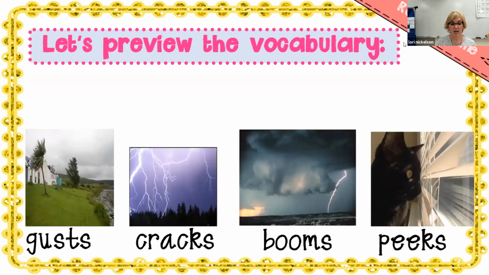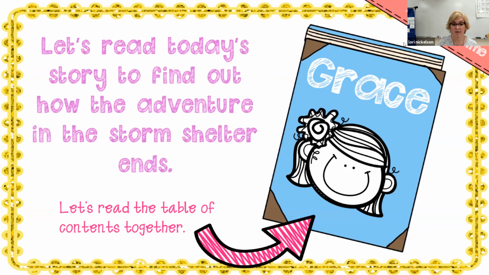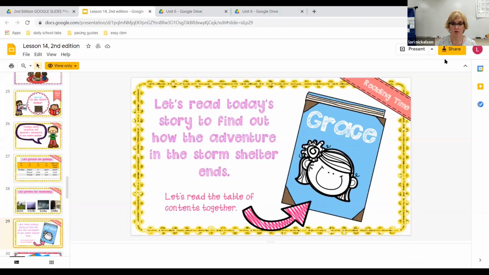So let's preview some vocabulary. We have gust, cracks, booms, and peaks. Gust blows strongly for a short time. Cracks makes a sudden sharp sound. Booms makes a deep and loud sound. And peeks looks at something from a hidden place. So let's read today's story to find out how the adventure in the storm shelter ends. Let's get to our story.